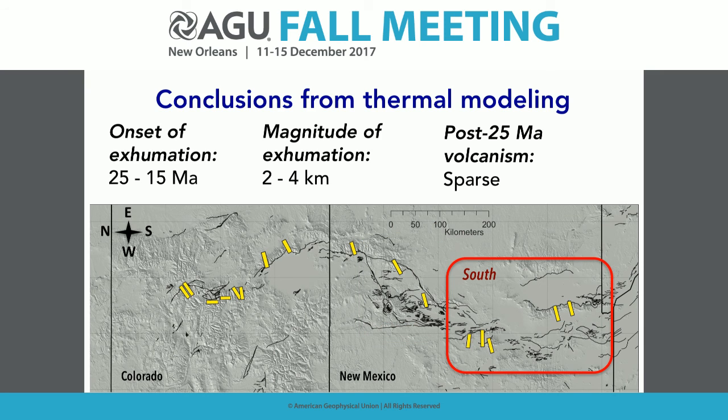And then as we move to the south, we see a similar signature to the north, where you have onset of exhumation from 25 to 15 MA, magnitudes of exhumation that are about 2 to 4 kilometers. Although that's pretty large, it's still not as large as in the north. And then again, this post-25 million year old volcanism is really sparse throughout this region.